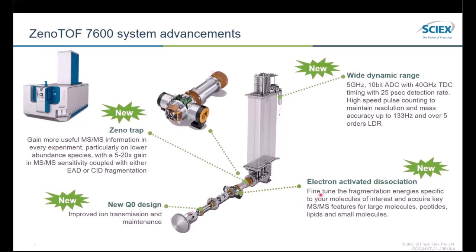And then we have electron activated dissociation. This is EAD that we have been talking about. It is a complementary fragmentation technique where we generate fragments with electrons, and that can help you to localize your biotransformation site because the MSMS spectra from EAD are more information rich. And there is the wide dynamic range detector. The new detector, a 5 GHz 10-bit ADC detector, gives you 5 orders of linear dynamic range in case you want to use accurate mass for your quantitation workflows.